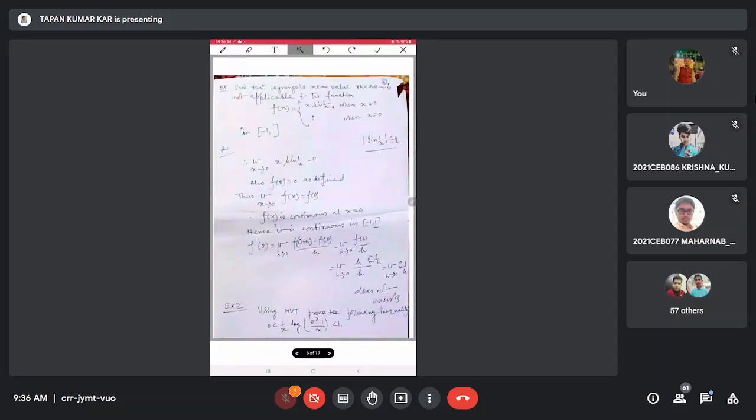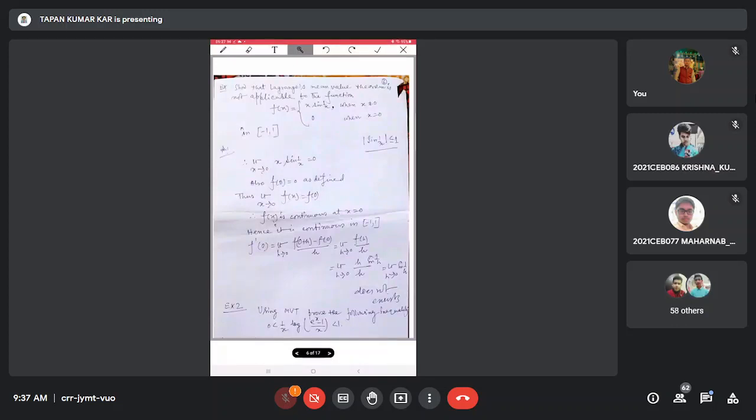Here also some examples are solved based on Lagrange's, Cauchy's, and Rolle's theorem. One example given: f(x) equals x sin(1/x) when x is not equal to 0, and 0 when x equals 0. Lagrange's mean value theorem is not applicable here. Not applicable means any of the conditions is not satisfied.